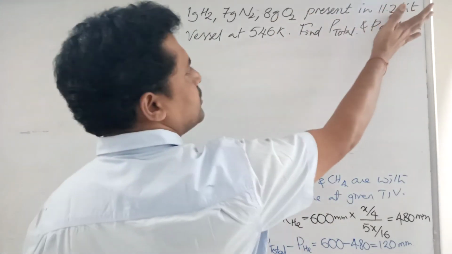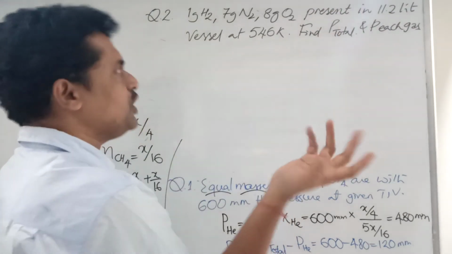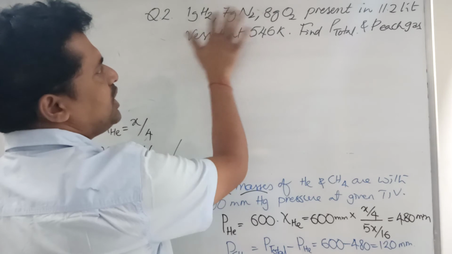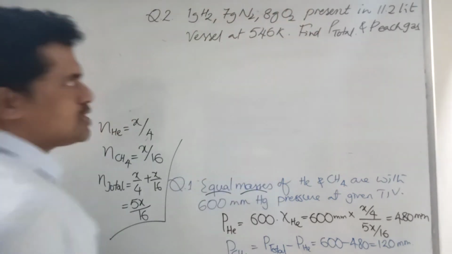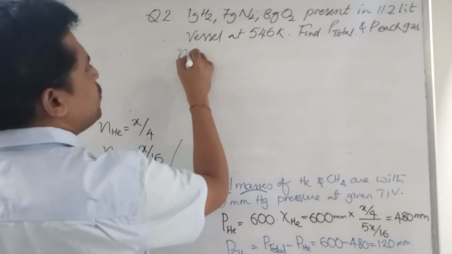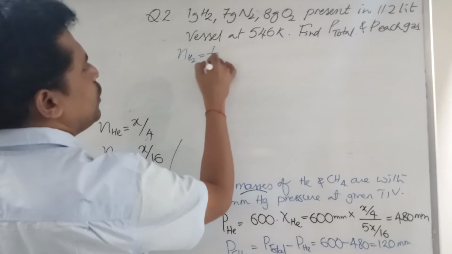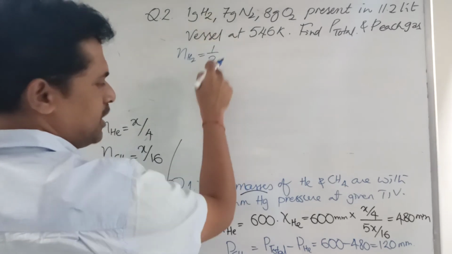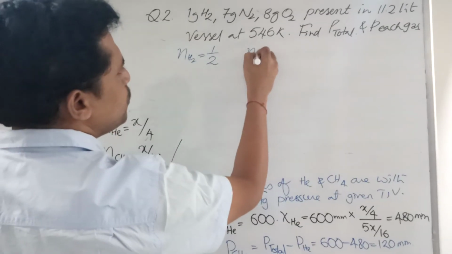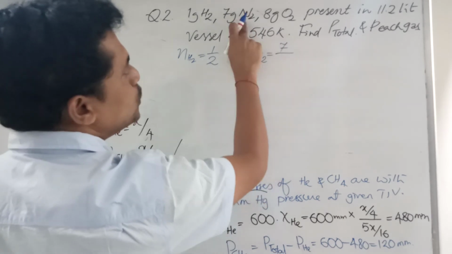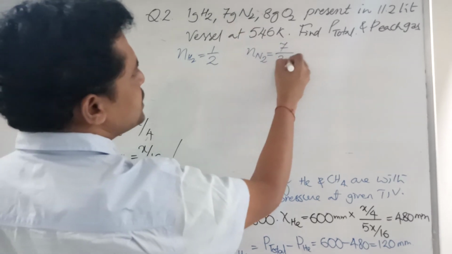V is there, R is the gas constant, we know. Temperature is there. For the number of moles, 3 gases are there, and you can take the number of moles because masses are given. So first, the number of moles of hydrogen: 1 gram, and 2 is the molecular mass. Number of moles of nitrogen: 7 grams, N2, don't take 14, it is 28.